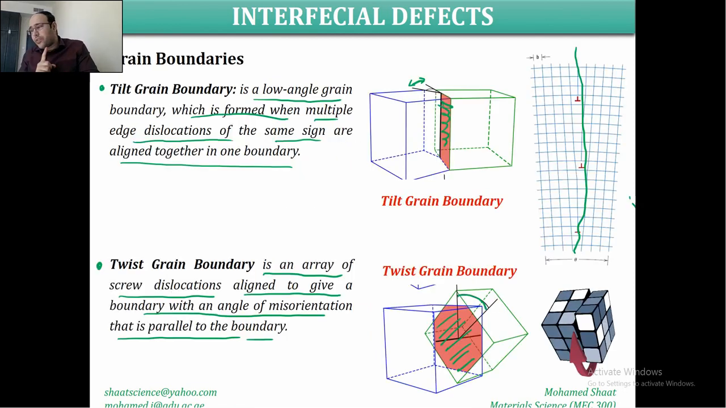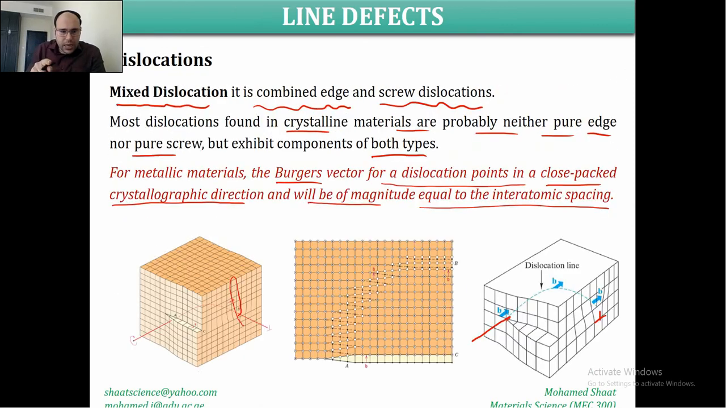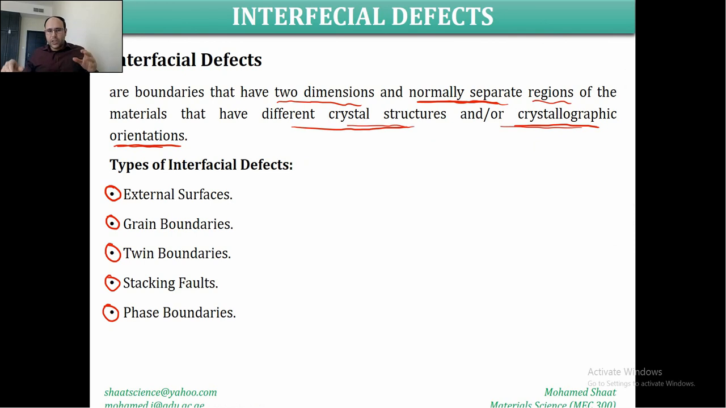Twin boundary is different than the grain boundary. Remember, the twin boundary is not a type of the grain boundaries. We said that we have the interfacial defects, we have external surfaces, and we discussed the external surface. So this is one type. Grain boundaries are another type. This grain boundary could be low angle or high angle in general, and there are some special types, tilt grain boundary and twist grain boundary. But the twin boundaries are not grain boundaries. This is another type of boundary, which is similar to the grain boundary but different.